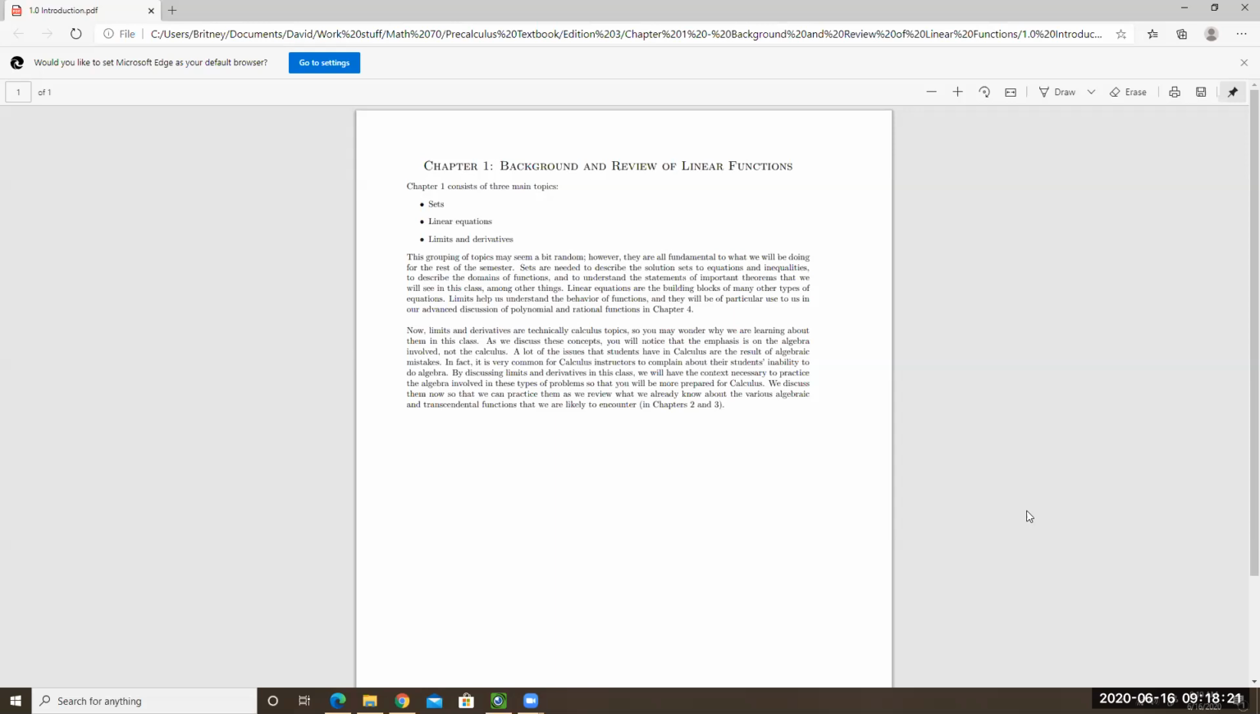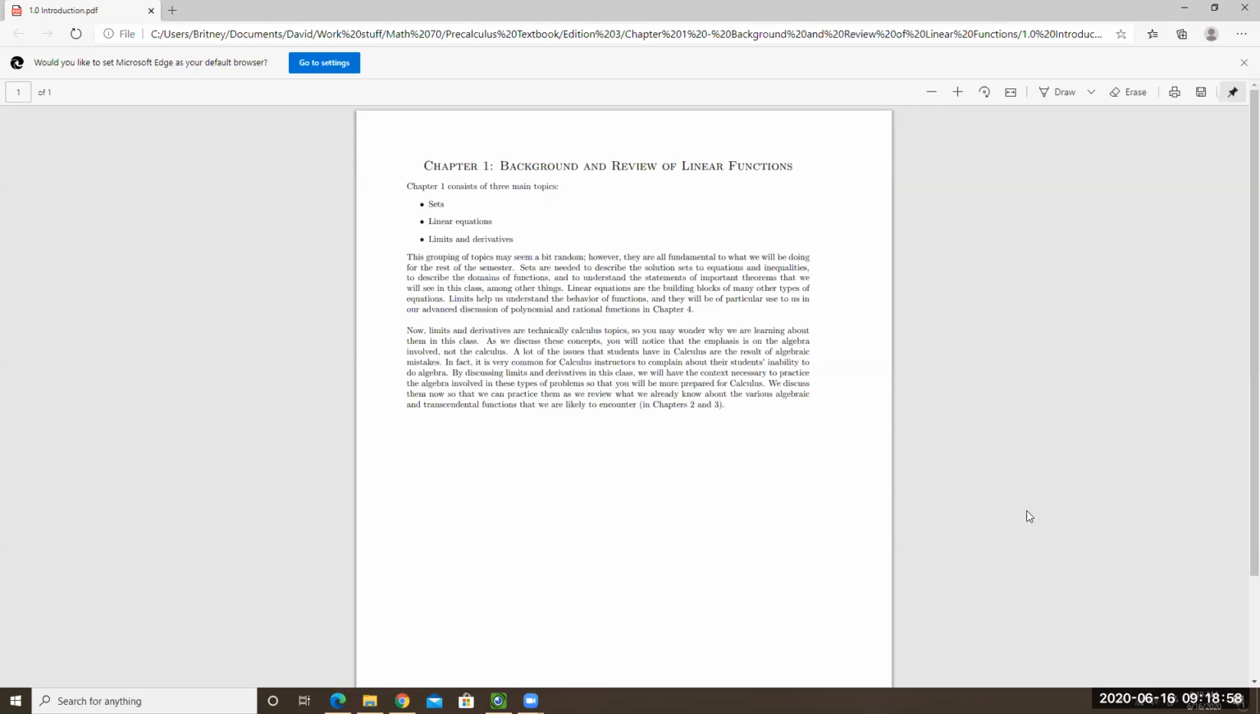Sets are a fundamental tool in mathematics. We use sets to describe solutions to equations and inequalities. We use sets to describe domains and ranges of functions. We use sets to describe different sets of numbers that are useful for understanding different theorems, like the rational roots theorem, for example, which is something that we'll cover in this class. In order to understand that theorem, you need to know what rational numbers are. You need to know what integers are. You need to know what real numbers are. So all of those things relate back to sets.